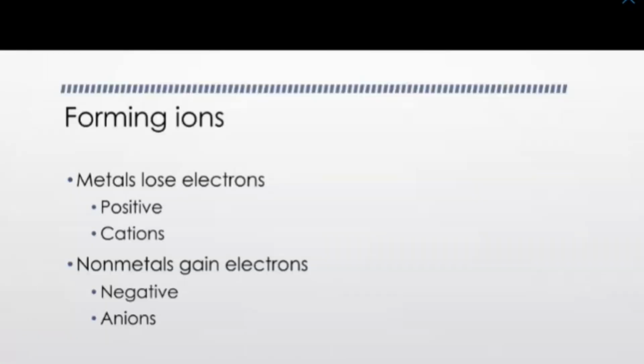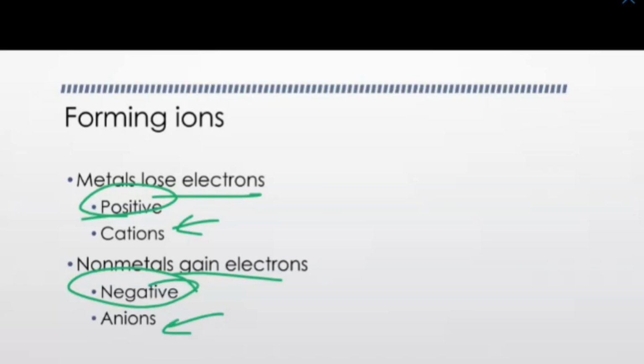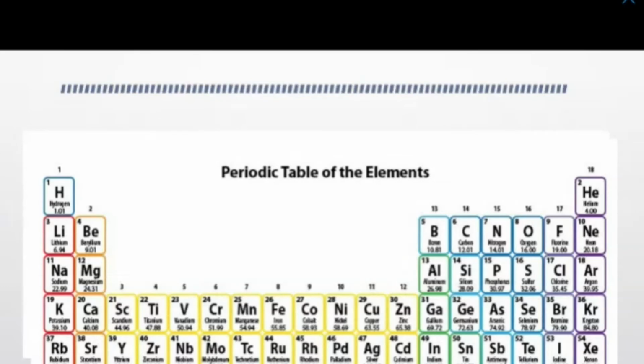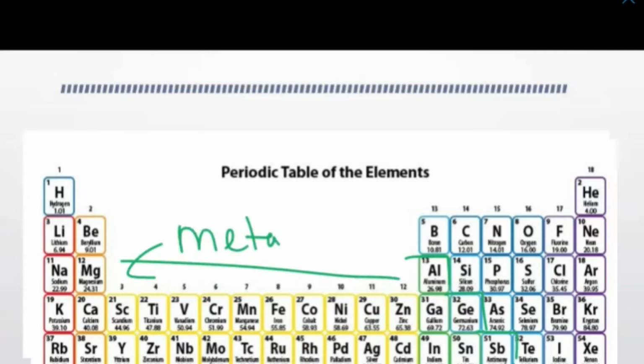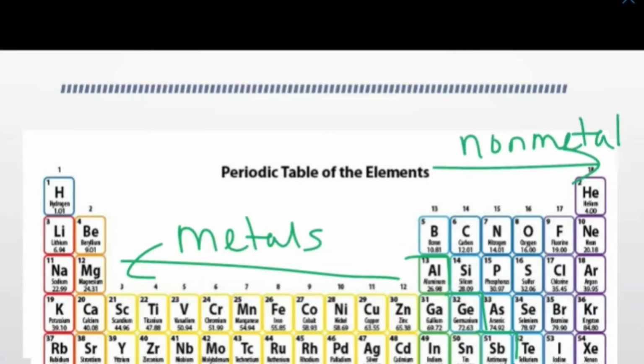To do this, metals tend to lose electrons, while nonmetals tend to gain them. That means the metals tend to be positive, while the nonmetals tend to be negative. Cation and anion come up quite often, so you want to make sure you know those words. So if I'm looking here, here's my stair step for the metalloids. If it's on this side, they're metals. If it's on this side, they're nonmetals. Which means this side is positive, while this side becomes negative.